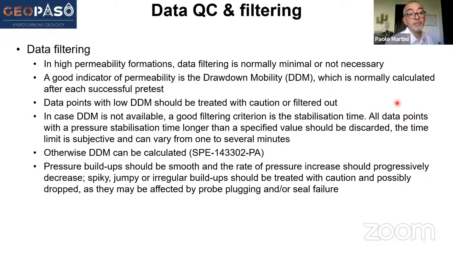In general, of course, pressure buildup should be smooth, and the rate of pressure increase should decrease progressively. So it should be an asymptotic growth, let's say. So watch out for spikes, jumps, or irregular buildups that tell you there's something not quite right, which could be probe plugging or seal failure, partial seal failure, just some micro filtration, micro failure. Then the hydrostatic pressure of the mud is getting into the system that you are measuring with.